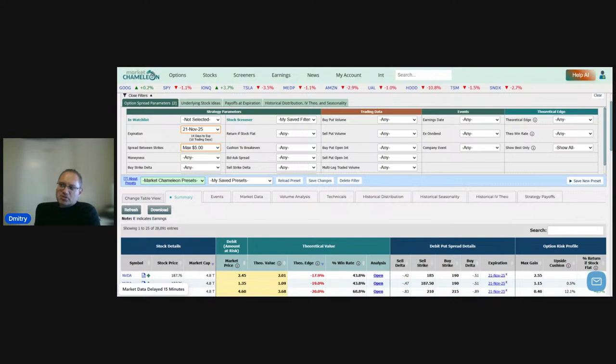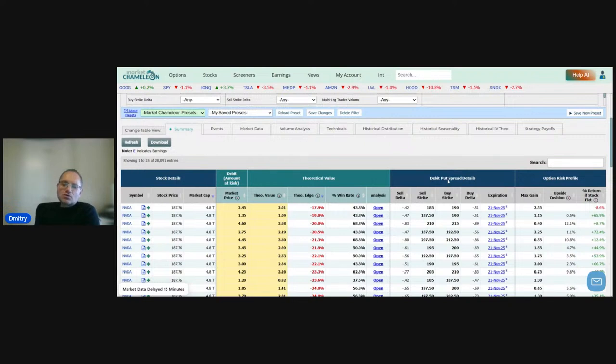So if we take that perspective, then we may not necessarily be looking at a particular stock where we think, okay, my outlook on this particular stock is bearish, which you can still do. But in this example, we're just going to take a look at any bearish put spread. So right now we are defaulted to the next monthly expiration, November 21st. I'll keep that in there.